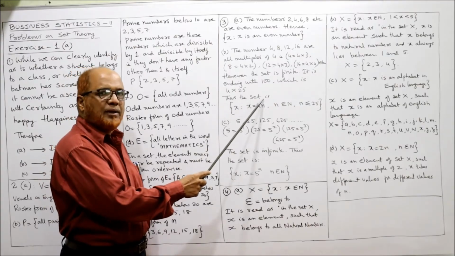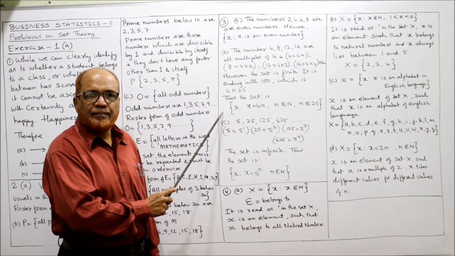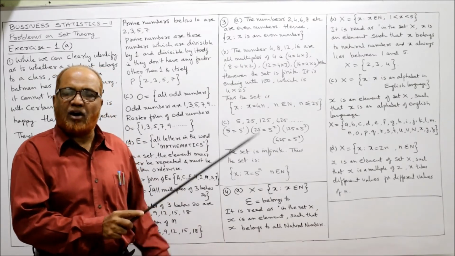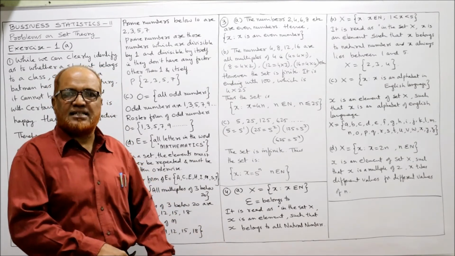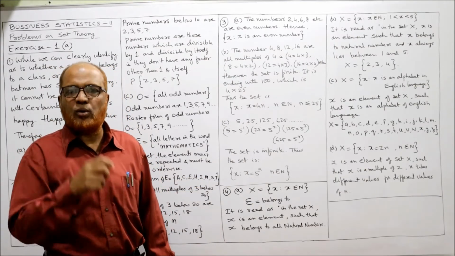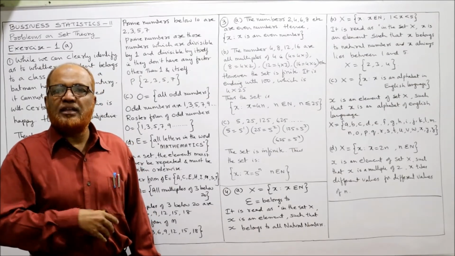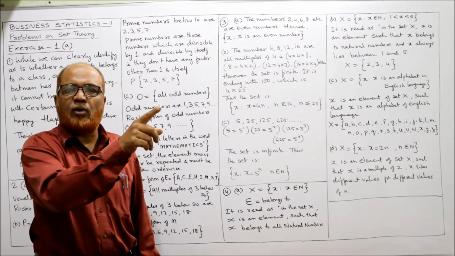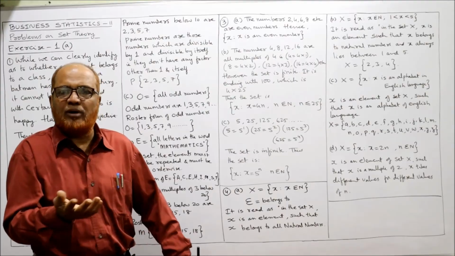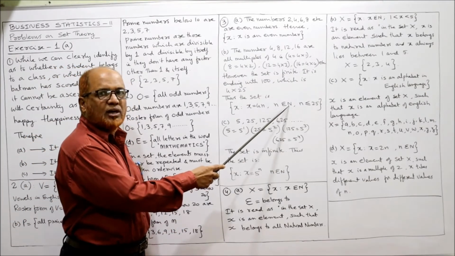So the set has x as an element such that x is equal to 4n. N stands for natural numbers. The natural numbers are 1, 2, 3, 4, etc., up to infinity. So n belongs to the natural numbers.